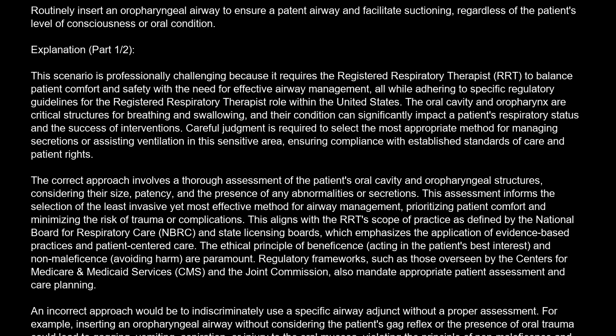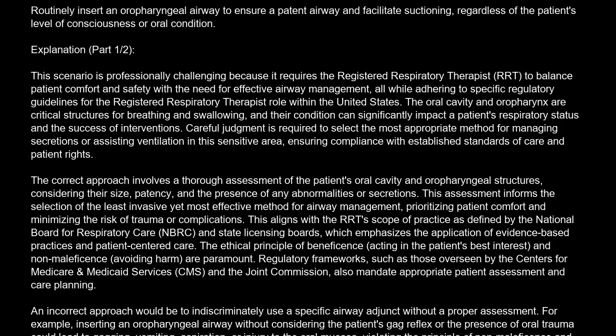This aligns with the RRT scope of practice as defined by the National Board for Respiratory Care, NBRC, and state licensing boards, which emphasizes the application of evidence-based practices and patient-centered care. The ethical principles of beneficence, acting in the patient's best interest, and non-maleficence, avoiding harm, are paramount. Regulatory frameworks, such as those overseen by the Centers for Medicare and Medicaid Services, CMS, and the Joint Commission, also mandate appropriate patient assessment and care planning. An incorrect approach would be to indiscriminately use a specific airway adjunct without a proper assessment.